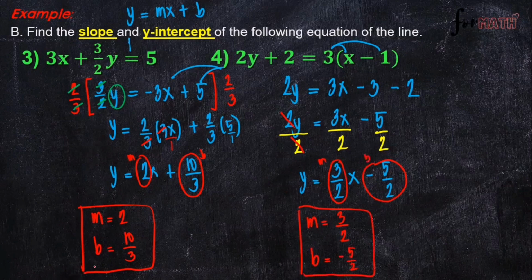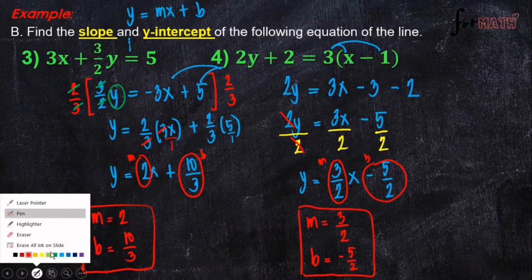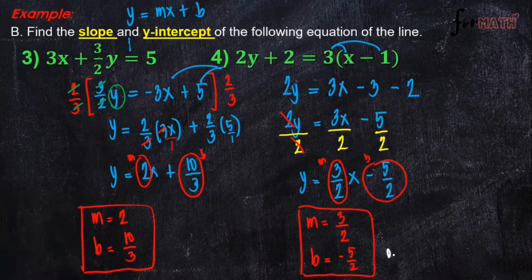M and b. By the way, yung mga y-intercept natin, di ba? It also can be written in the form of 0, negative 5 over 2. Ito naman, pwedeng 0, 10 over 3. Ganun din dun sa first 2. Pwede rin natin siya isulat in that form.